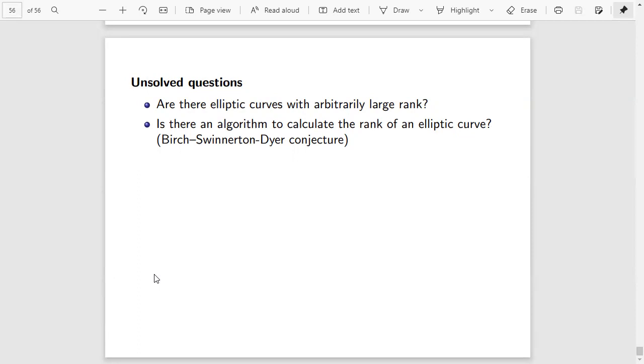This is all talking about the rank. I said there was this finite group part, and that's much better understood. We know that the finite group part has size up to 16, and we know how you can find it exactly. But this rank part remains pretty mysterious as to how to understand it in general.